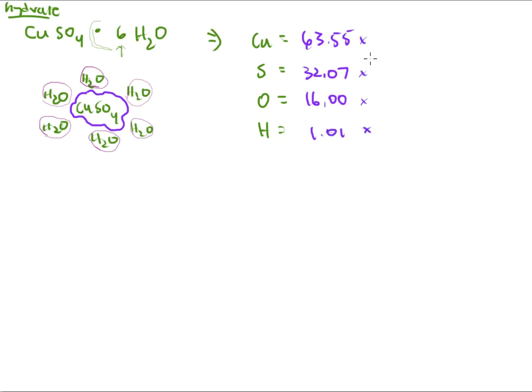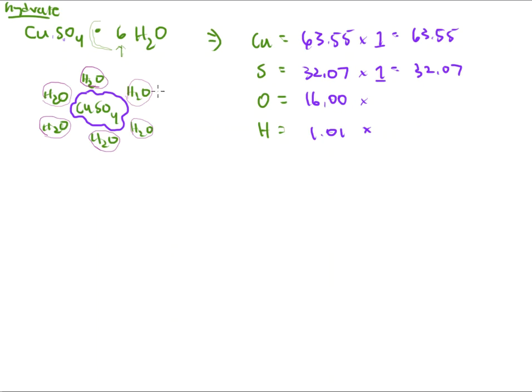So now we bring in the multipliers. Well, I see only 1 copper, right? That's it. It's understood to be a 1. It's not written, but it's understood to be there. So that's 63.55. All right, if I take a look at the sulfurs, well, there's 1 sulfur that's here. I don't really see sulfur anywhere else, so that's going to be multiplied by 1. So 32.07.